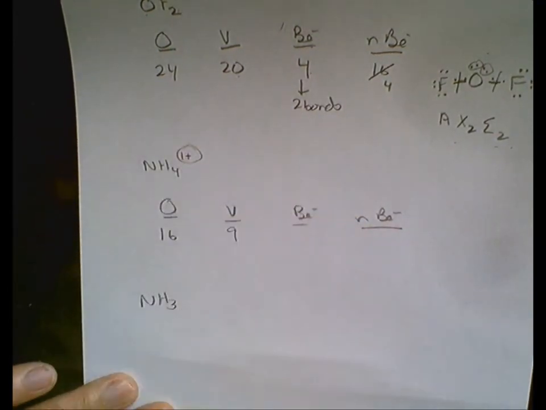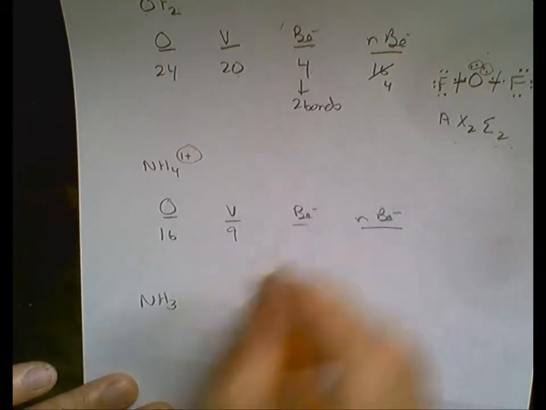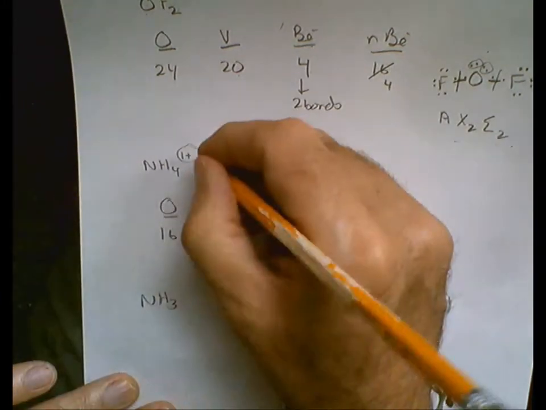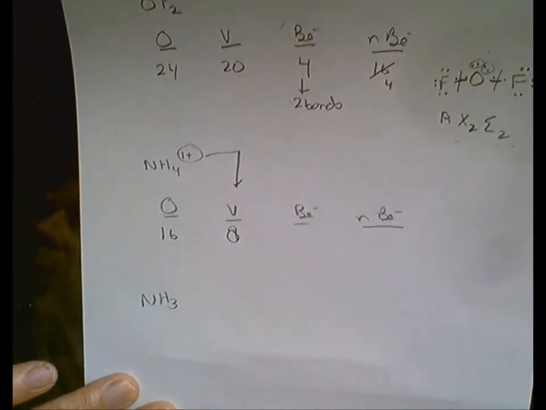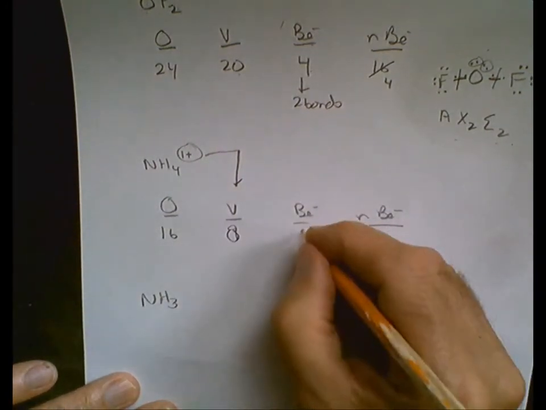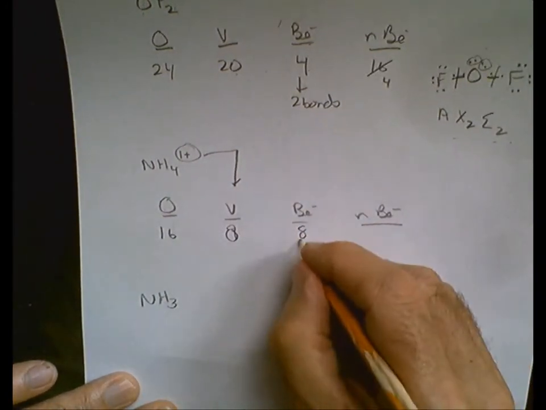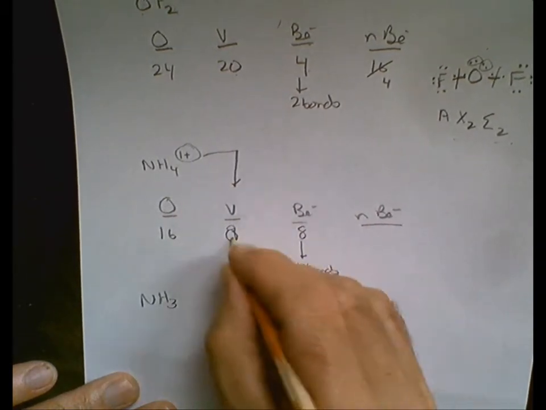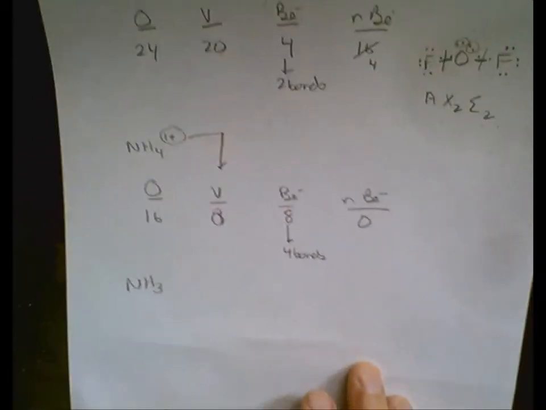Notice this has a 1 plus charge. That means that we have 1 less electron. So if you have a positive charge, you take electrons away. If we had a negative charge, we would add electrons. So we take care of that in this column right here. 16 minus 8 is 8 bonding electrons. That's 4 bonds. 8 minus 8 is 0 non-bonding electrons.